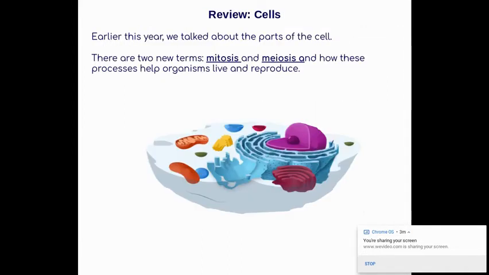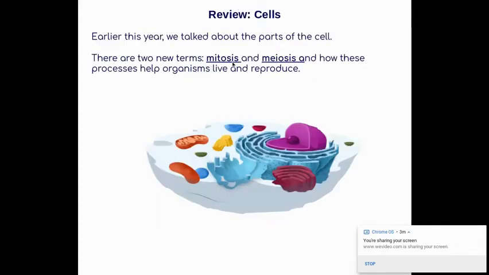All right, so this year and last year we mentioned the parts of the cell, and then there's these 2 words, mitosis and meiosis. I'm going to quickly talk about them today, and then we're going to do some practice with these 2 words because I think it's something you haven't learned before. And then we're going to talk about how these processes help organisms live and reproduce. So I realize that you've never heard these 2 words before, so please start studying those today and tomorrow. So let's talk about these words.